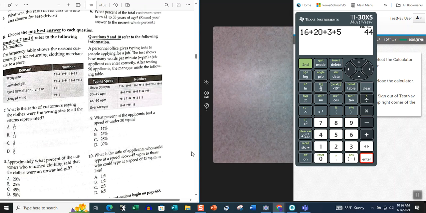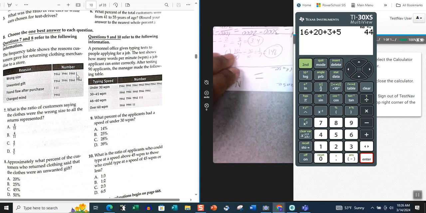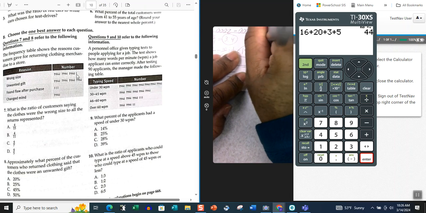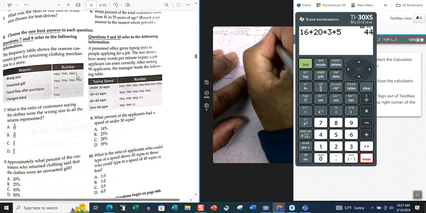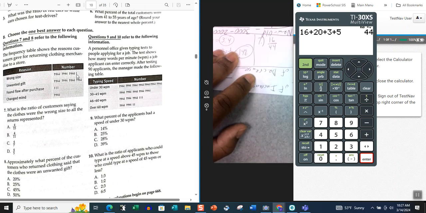All right, now it says, what is the ratio of a customer saying the clothes were the wrong size to all returns represented? So we have the wrong size, which is 16. So for problem number 7, the wrong size was 16, and the total amount of returns was 44. So now we will put this in our calculator.